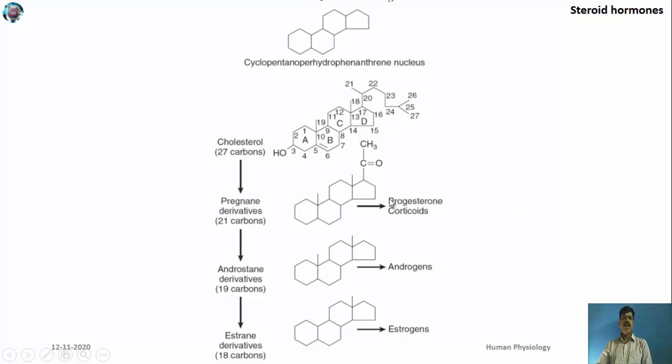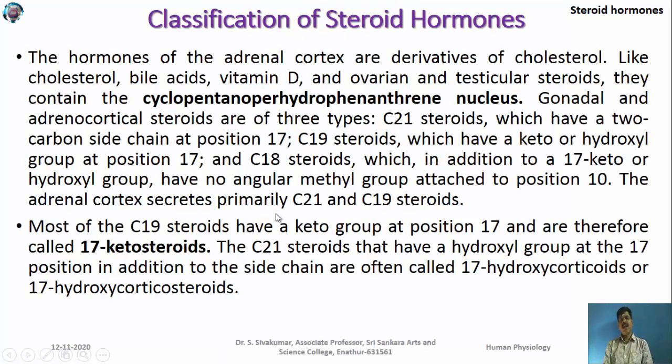From this, the corticosteroids are synthesized, and then it is converted into a 19 carbon backbone, androstane. From this androstane, the androgens are synthesized, and then an 18 carbon derivative, the estrane derivative, from which we synthesize estrogen. So this is the overview of the steroid hormones.